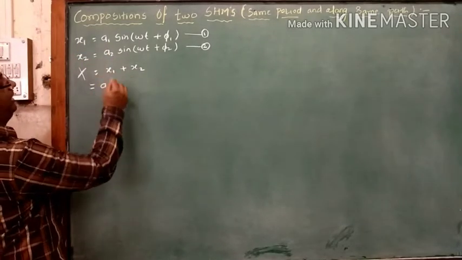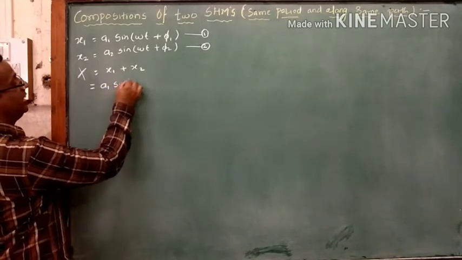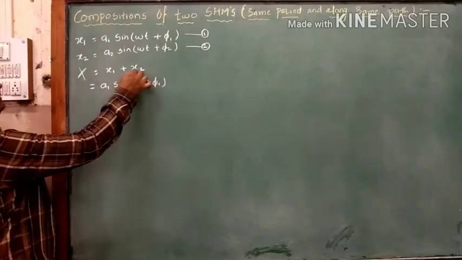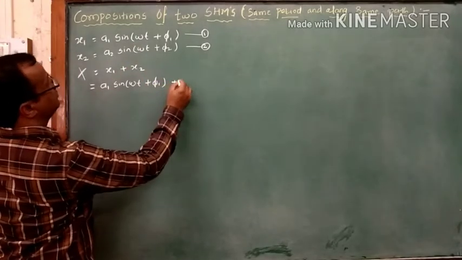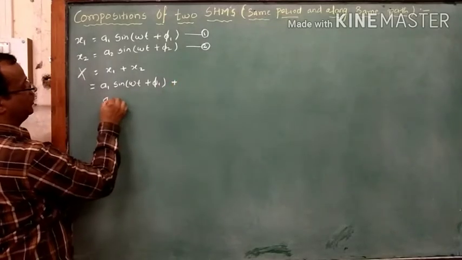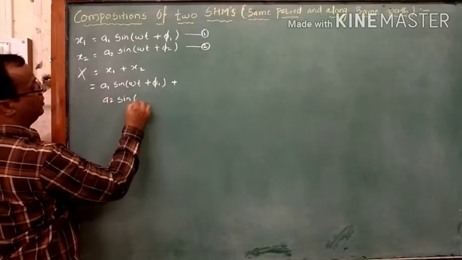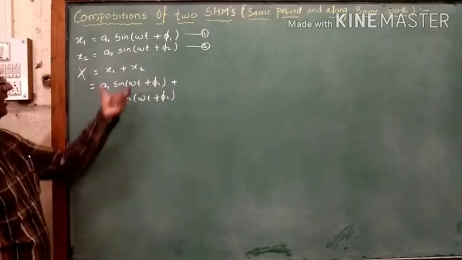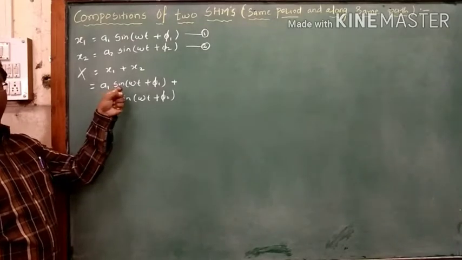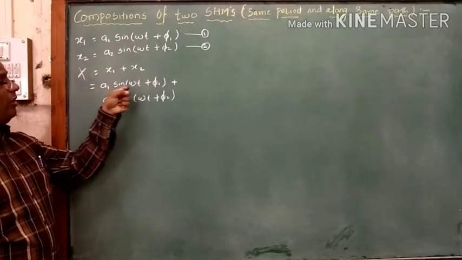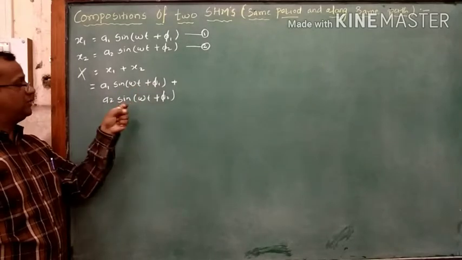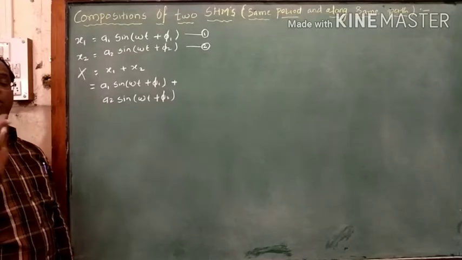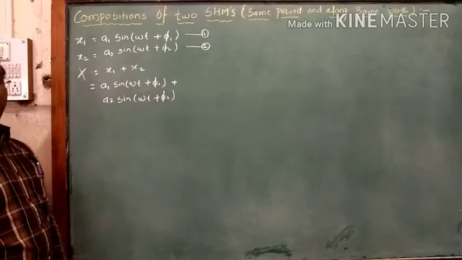The value of x1 is A1 sine of omega t plus phi 1, right? And the value of x2 is plus A2 sine of omega t plus phi 2. Right? Now this will be the equation. But here we treat each term just like sine of a plus b, and we know the formula for sine of a plus b.